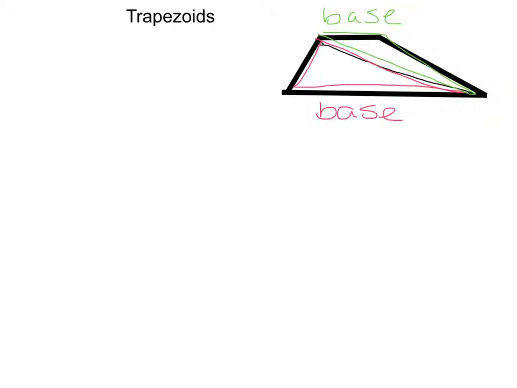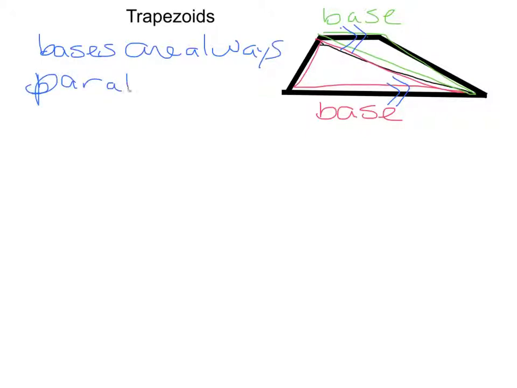So you would see this symbol, let's go blue, the arrow, or sometimes a double set of arrows, showing that those two lines are parallel. So I know that those are my bases. So that's a really important factor, that the two bases are always parallel.